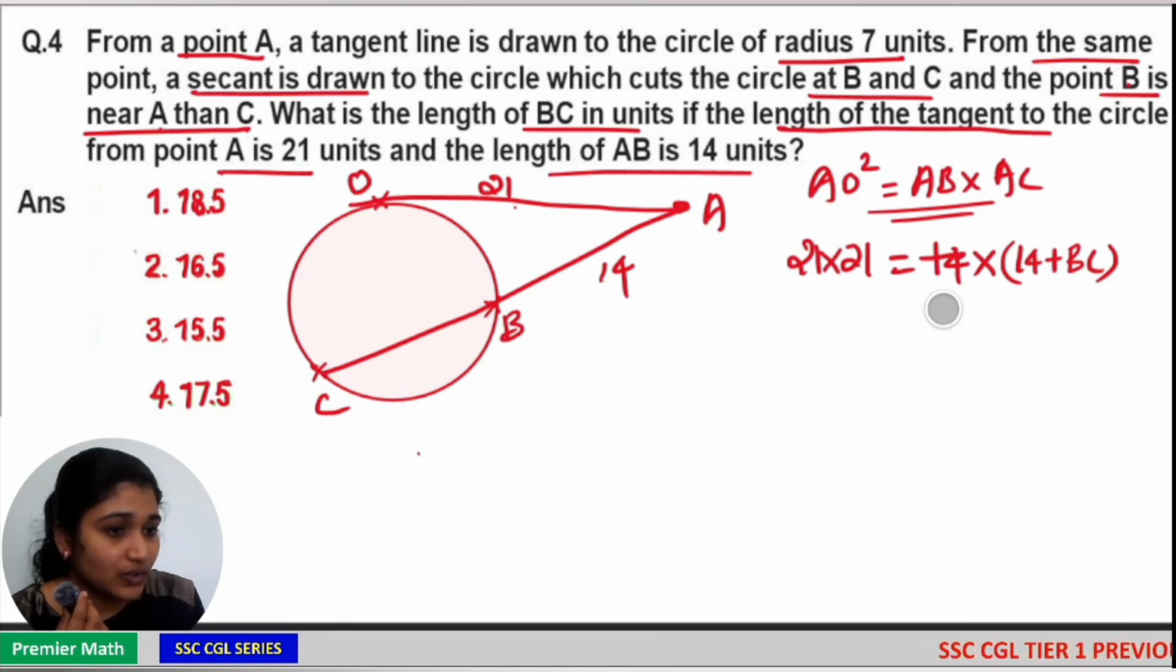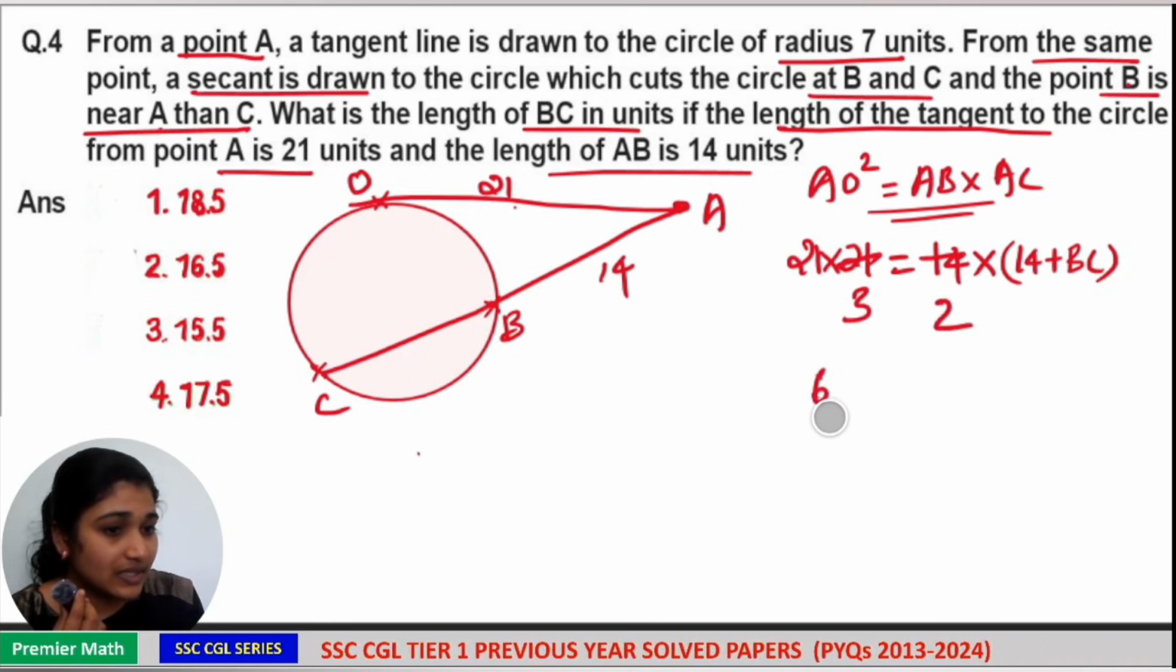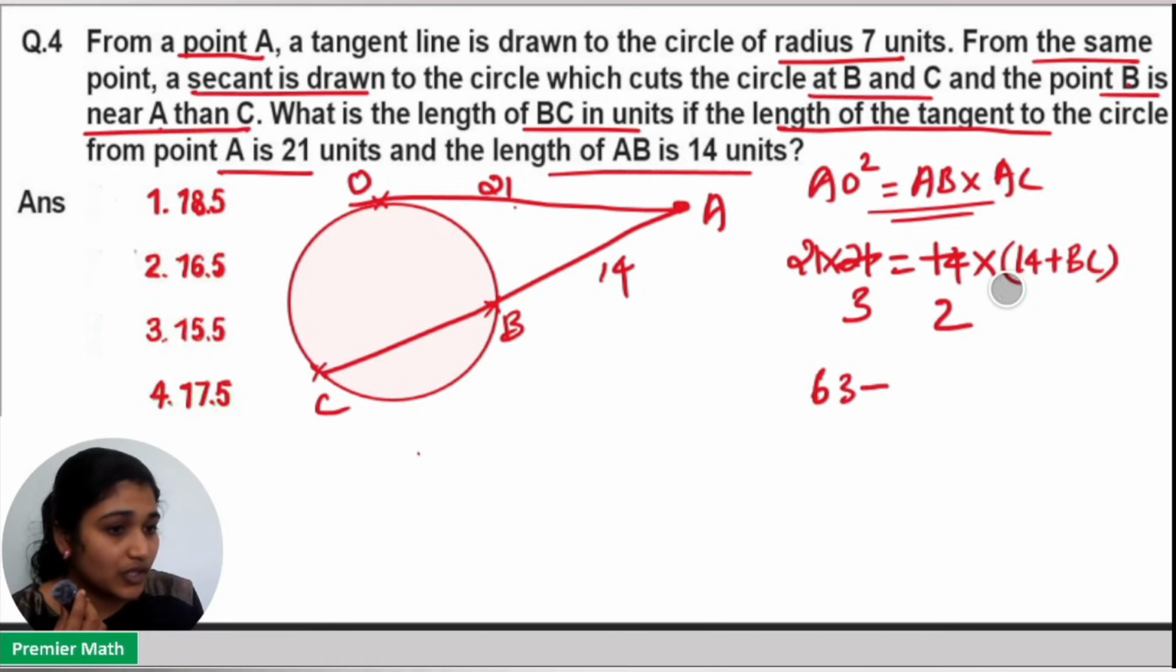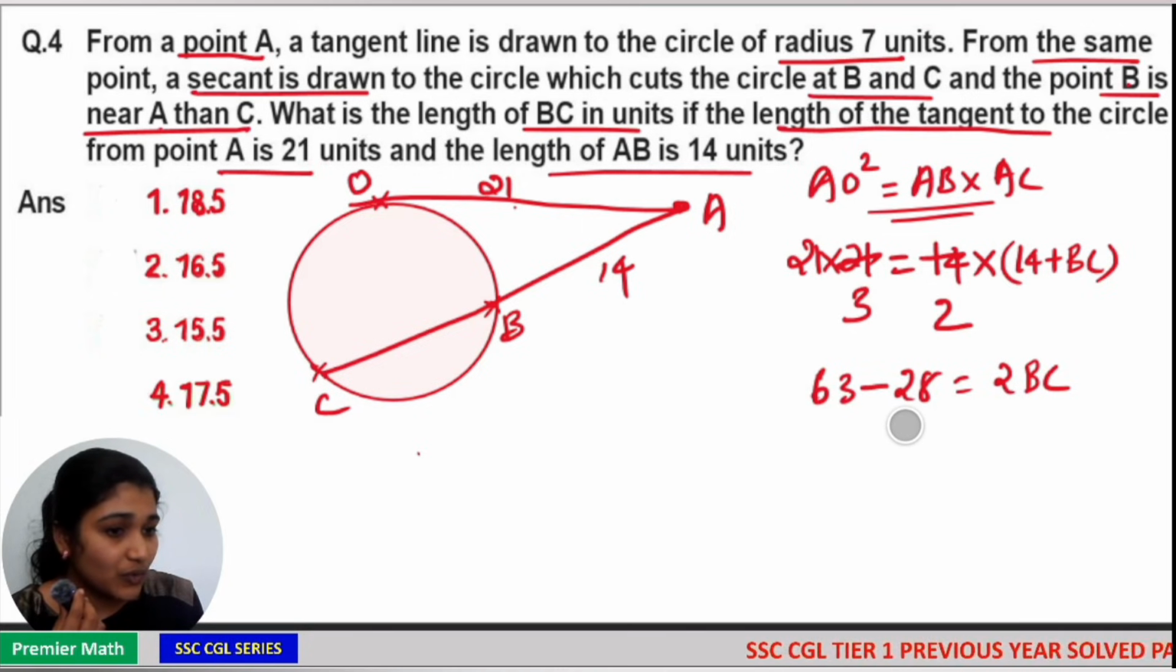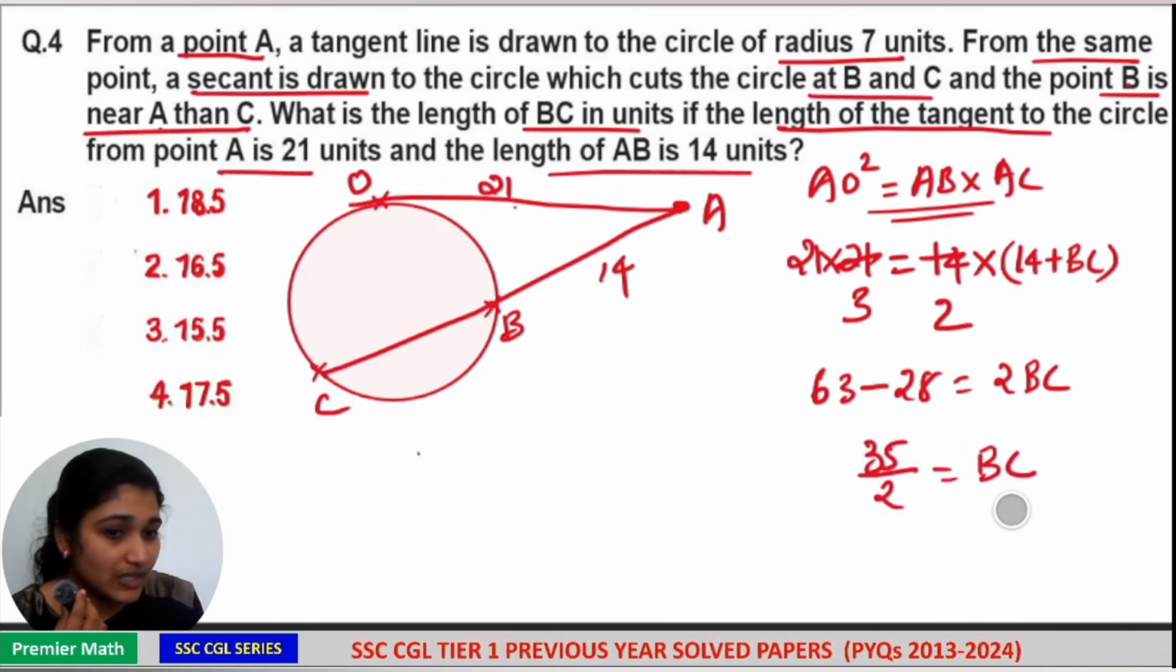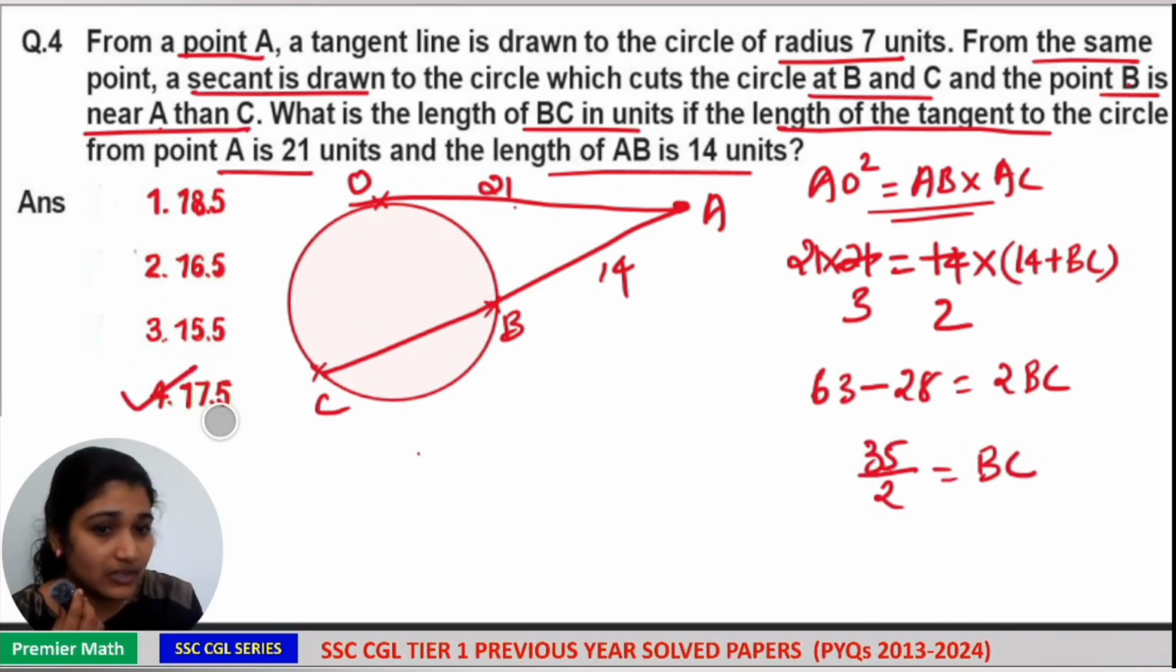Now 7 goes 2 times in 14, 3 times in 21. 21 into 3 is 63. 63 minus 14 into 2 is 28, which is equal to 2 BC. So 63 minus 28 means 63 minus 20, 43. 43 minus 8 is equal to 35. So 35 by 2 is equal to BC, which means 17.5 is our answer.